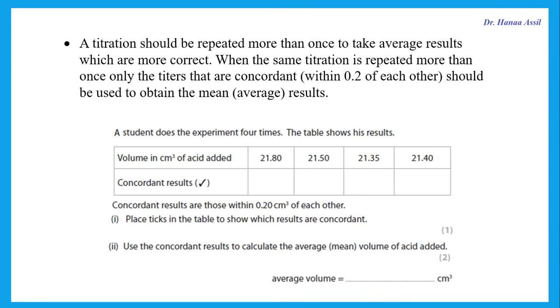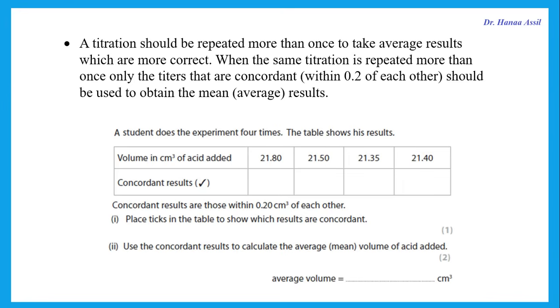You should know that a titration should be repeated more than once. I don't do the titration only once. I need to repeat it several times until we reach concordant results. And you should know, concordant results means results within 0.2 of each other. So results where the difference between them is not more than 0.2.